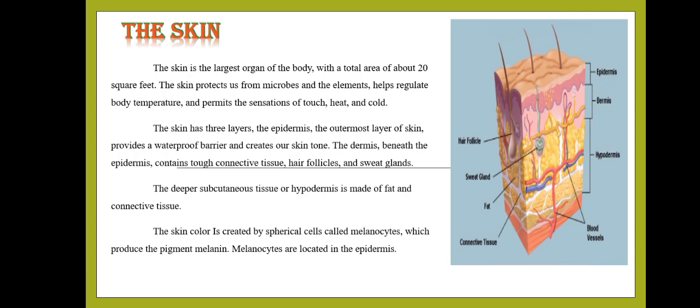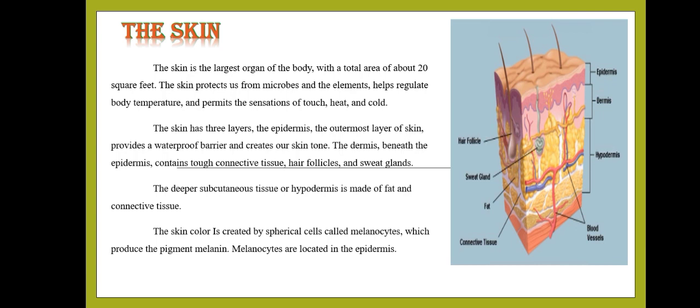The epidermis, the outermost layer of skin, provides a waterproof barrier and creates our skin tone. The dermis beneath the epidermis contains connective tissue, hair follicles, and sweat glands. The deeper subcutaneous tissue or hypodermis is made of fat and connective tissue.